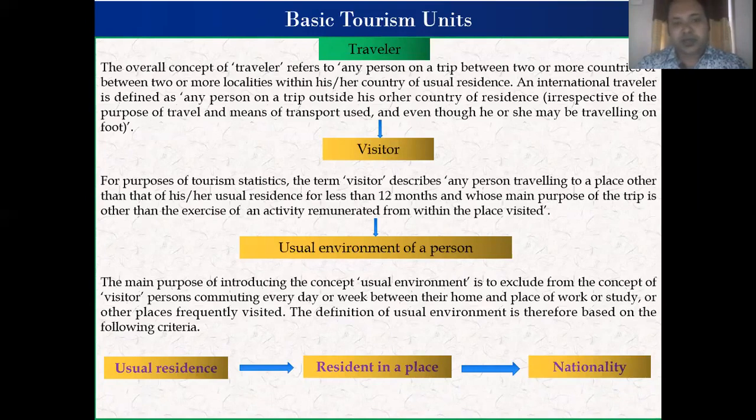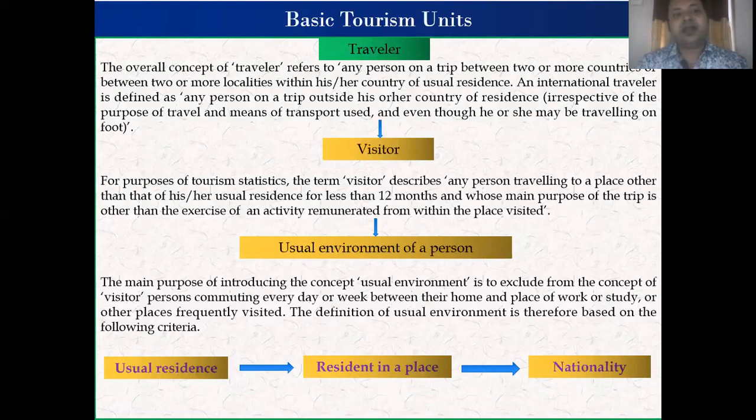If I see the top to bottom, then we will see the hierarchy: traveler, visitor, usual environment of a person, usual residence, resident in a place, nationality. Traveler: the overall concept of traveler refers to any person on a trip between two or more countries, or between two or more localities within his or her country of usual residence.